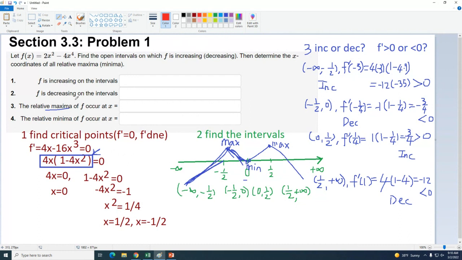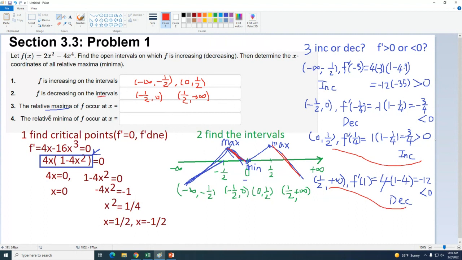Now we can start answering the original question. We have an increasing interval: negative infinity to negative 1/2. The other increasing interval is 0 to 1/2. You can also see it on the graph. The decreasing interval is from negative 1/2 to 0. This is decreasing. This is also decreasing. So you also have 1/2 to positive infinity, which we label as decreasing. So that's the increasing and decreasing intervals.